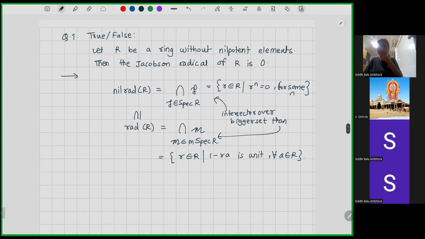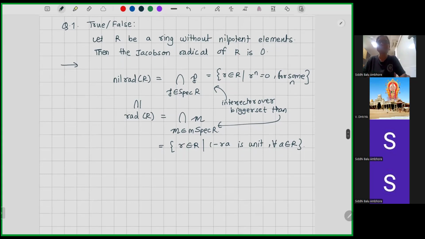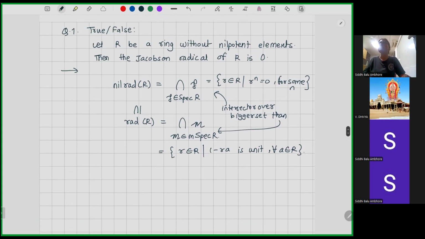So first of all, we want to find an example where the nilpotent element is 0 and the Jacobson radical of R is something non-zero. So this we have to prove, or we have to find a counterexample of it. So any guesses whether this will be true or not? So the answer is no.